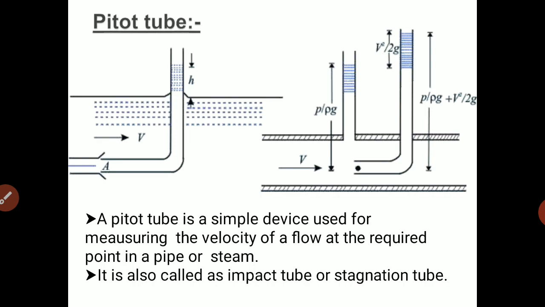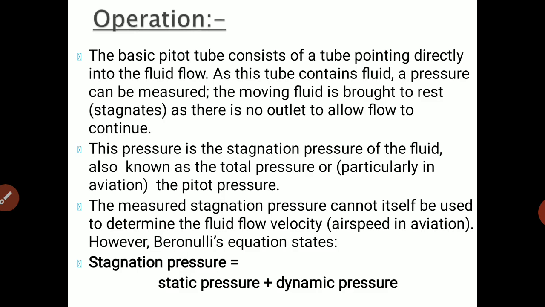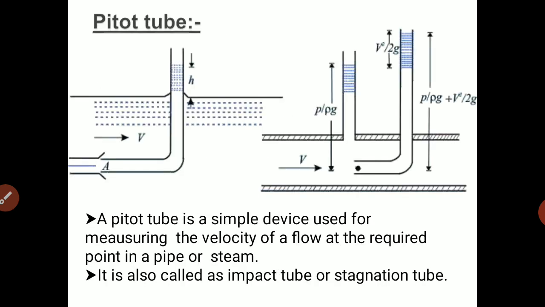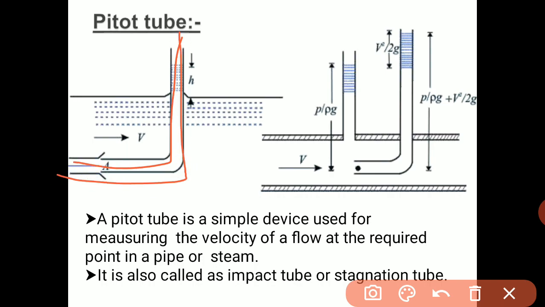The pitot tube is used for measuring the velocity of flow at the required point in a pipe or a stream, and it is also called an impact tube or stagnation tube. This is the pitot tube. It is very simple, requires very little space, and will adjust everywhere. It is based on the principle that if the velocity of flow at a point becomes 0, the pressure is increased due to conversion of kinetic energy into pressure energy.